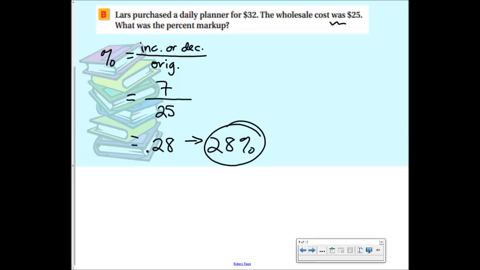All right, so markup means price goes up. So that means you would add or subtract? Add. Discount means price goes down. Good. What's the formula for these? Percent equals increase or decrease over original. How do you find your increase or decrease? Subtract. Very good.